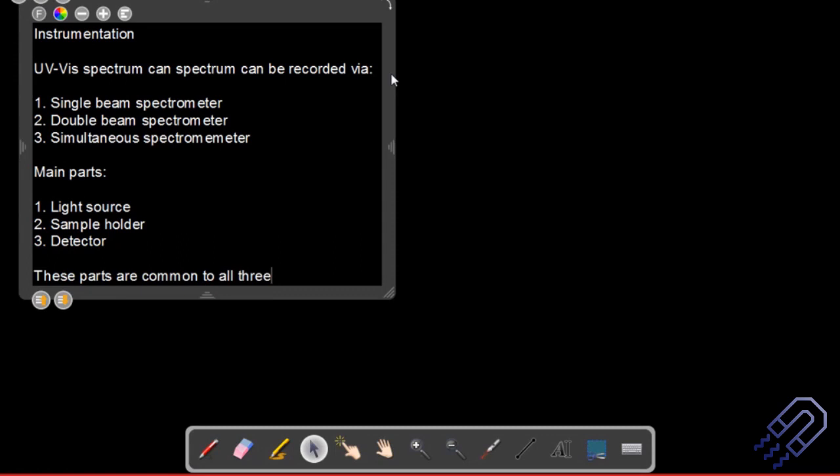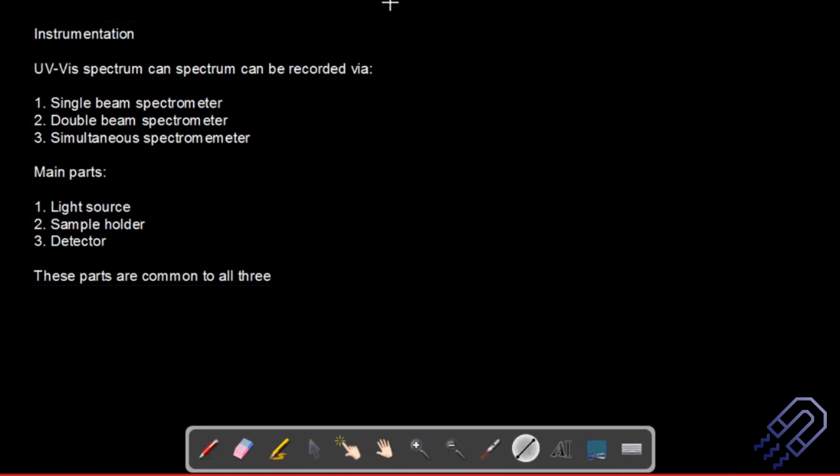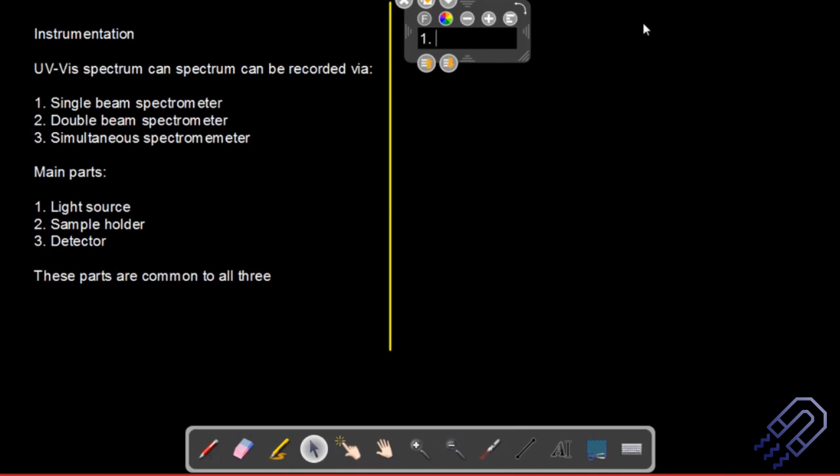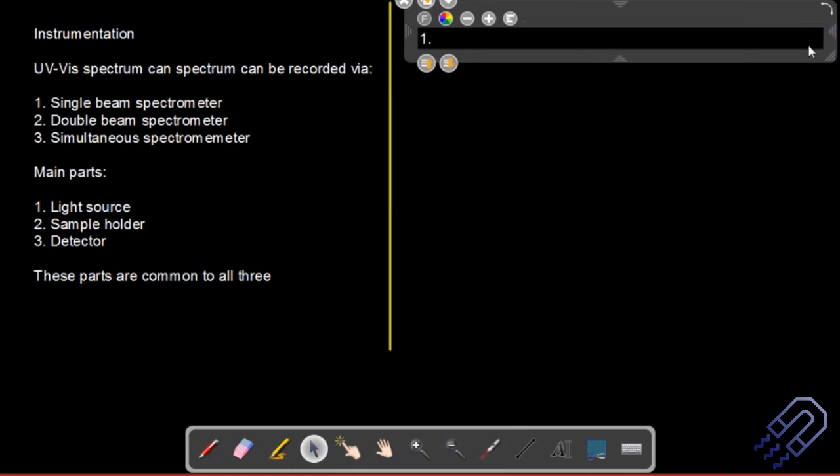So we have got these three, and let's try to make a very simple description of all of them. The first one is a single beam UV spectrometer. Let me not draw the block diagram here, I think you can understand this. It's very simple. First we have the source, and we do have a monochromator. If you want to, you can simply draw a block diagram.